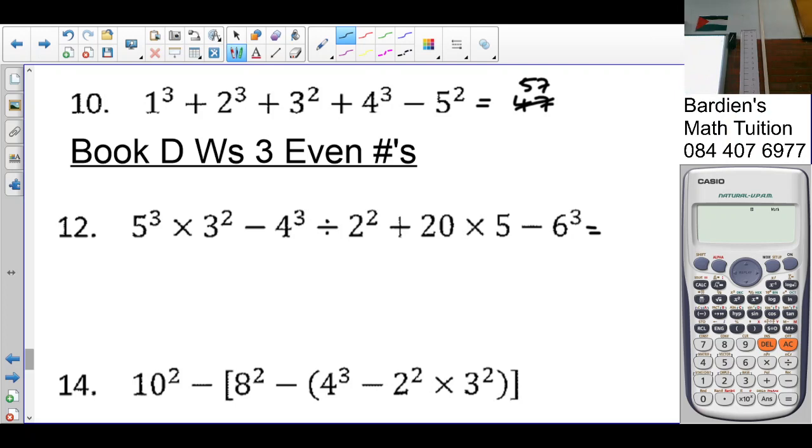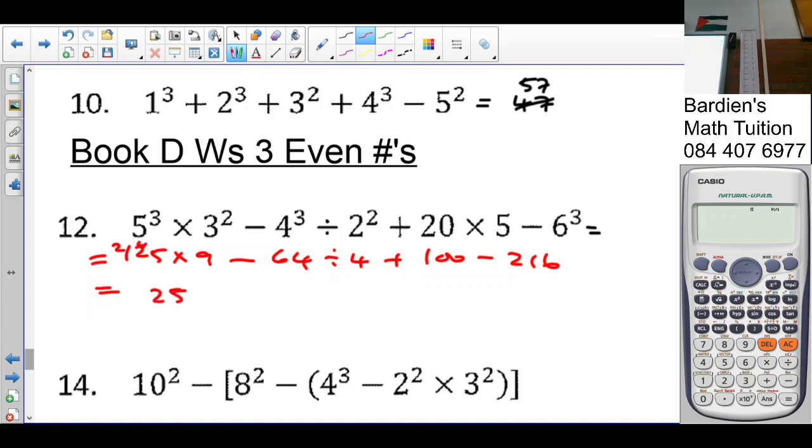12? 3,000, no, too big. I got 1,150. Who got that? Right, anything else? 700. That sounds to be okay, let's see. There's going to be 125 times 9, minus 64 divided by 4, plus 100 minus 216. So that's going to give you 1,125. That's going to give you 16 plus 100 minus 216. So 1,125 minus 16.